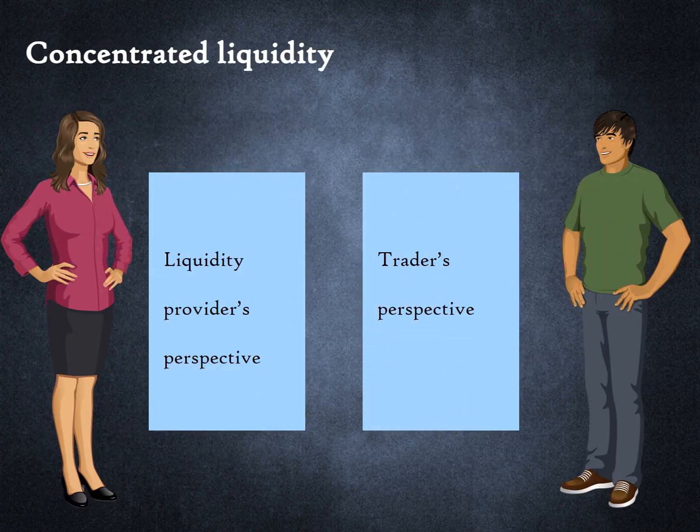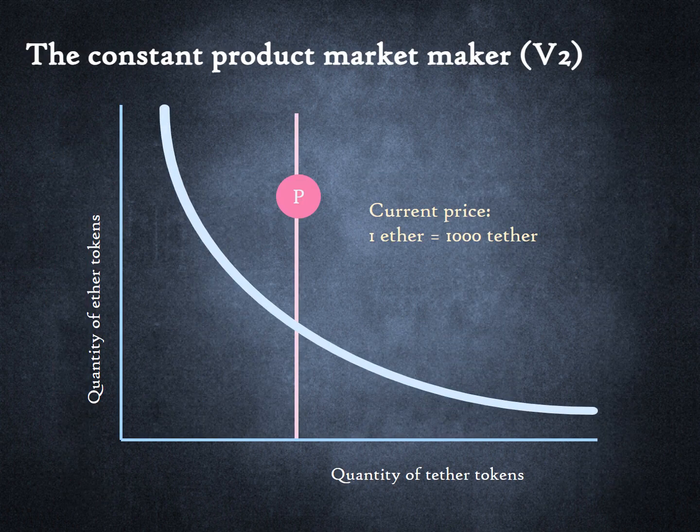So far, we have discussed concentrated liquidity from the perspective of an LP. Next, we will see how this impacts the trader. Consider a liquidity pool with 1 Ether token and 1,000 Tether tokens. The current price is represented by line P.